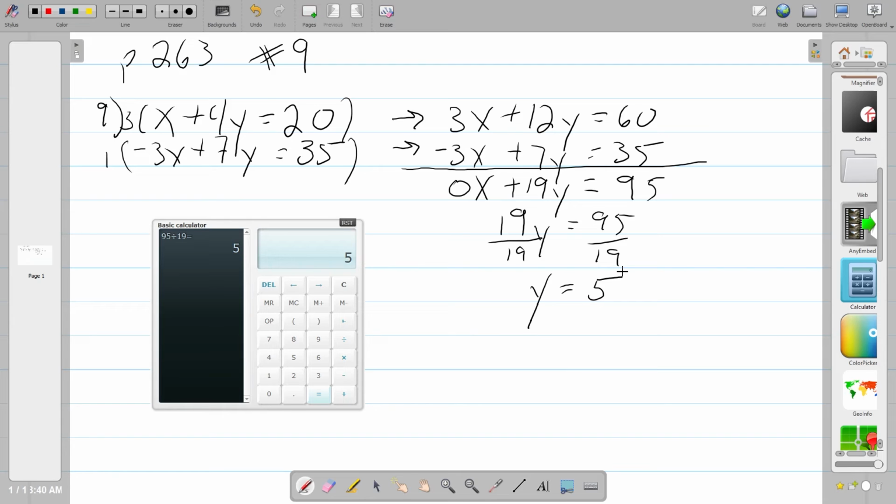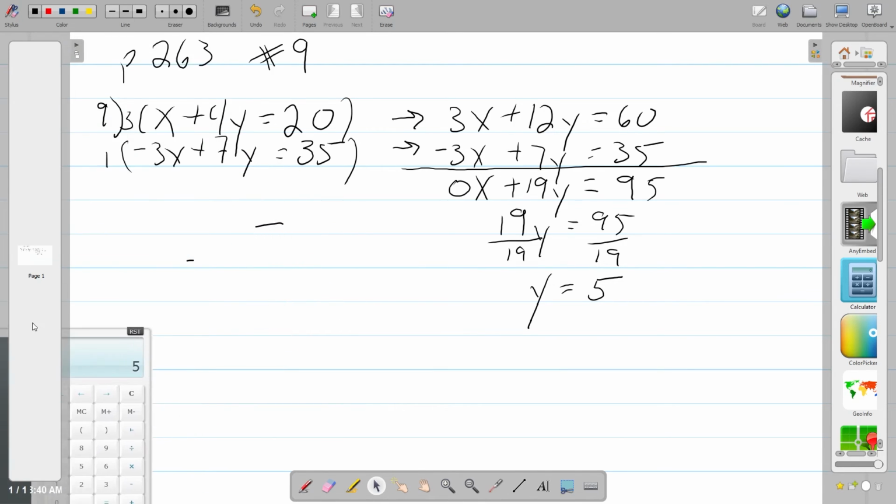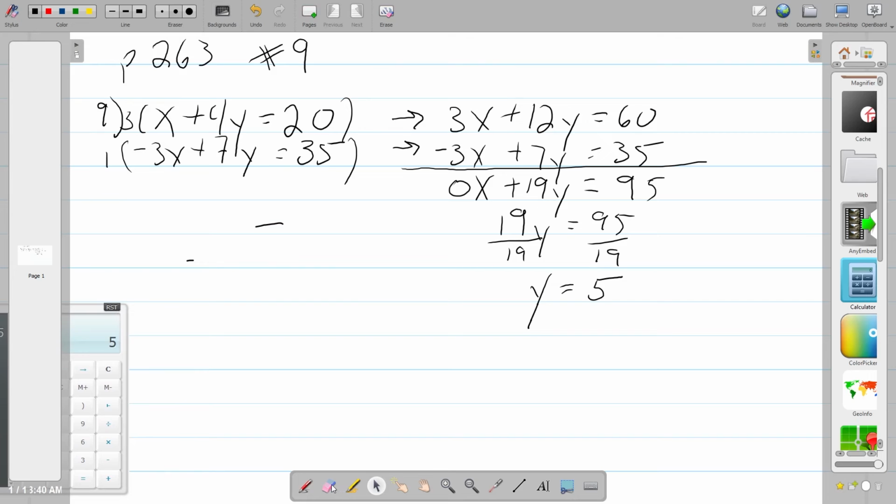Yes, y equals 5. So, Mr. Calculator, how do I get rid of you? Is there a little thingy? I don't see one. So, whoa, Nelly, I will just move you over here. Fine. All right, so our ordered pair, so, 5, comma. All right, so y is 5.